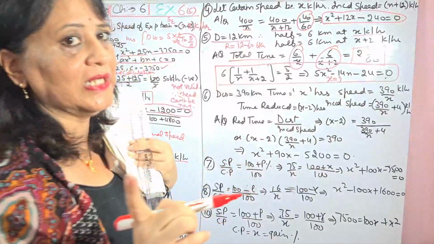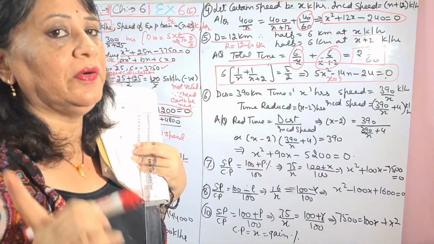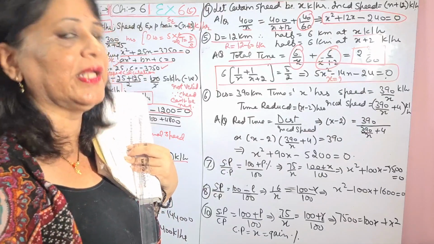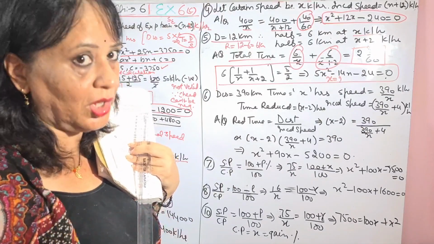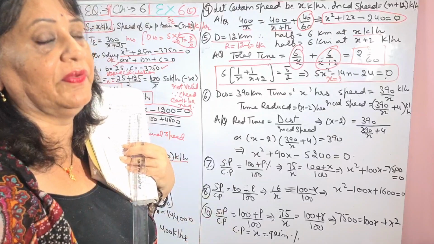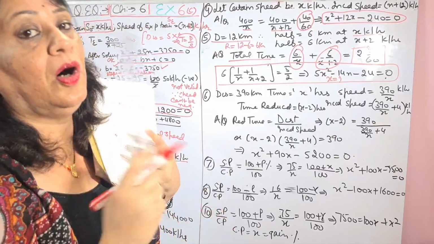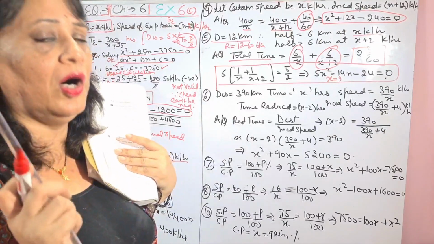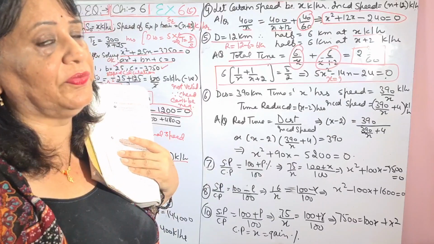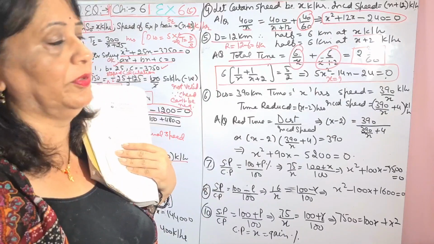You will get 2 answers because it is a quadratic equation. One will be positive, the other will be negative. Negative is to be avoided because speed cannot be negative, and this you are going to write. All the calculations are to be shown, all the formulas to be written. Be very careful because you have to give all the information.